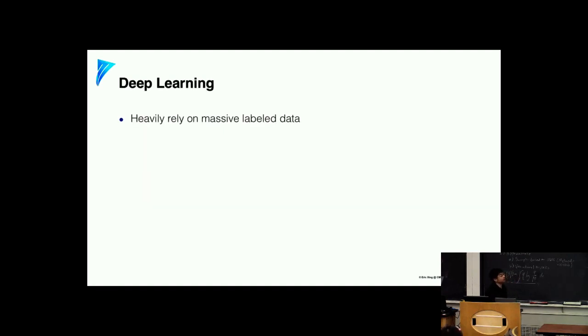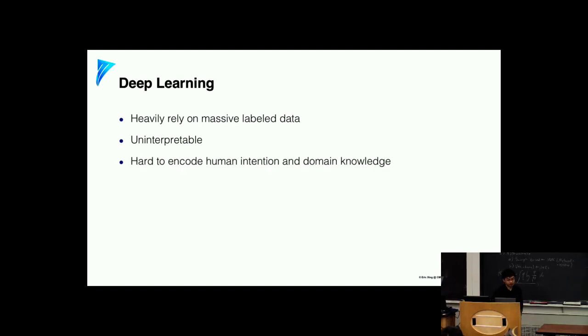Okay, so deep learning usually has some drawbacks. For example, deep neural networks usually rely on massive labeled data. We have to train neural networks on a large set of labeled data in a supervised manner, right? And this model is usually uninterpretable. It's really hard to encode human intention and domain knowledge into these black box models.